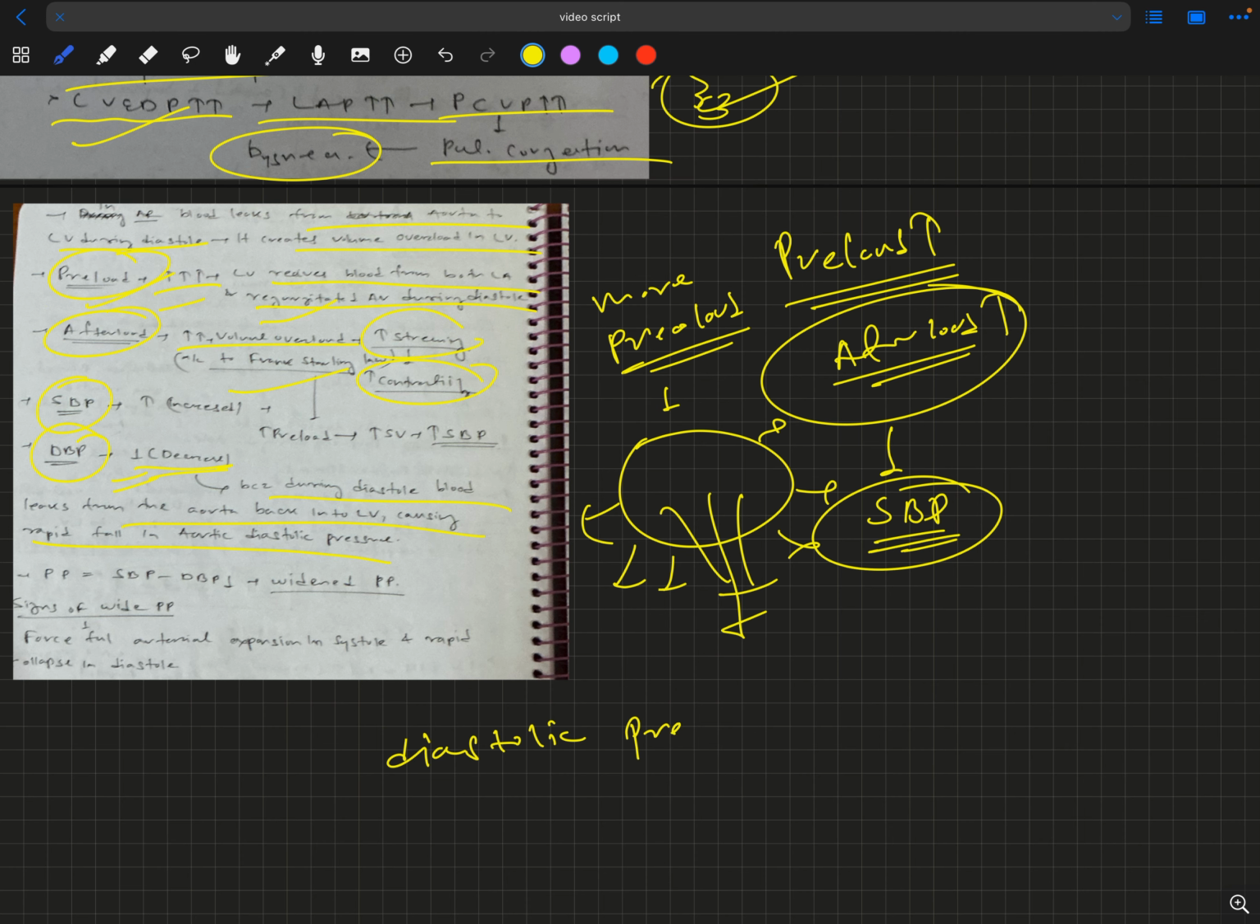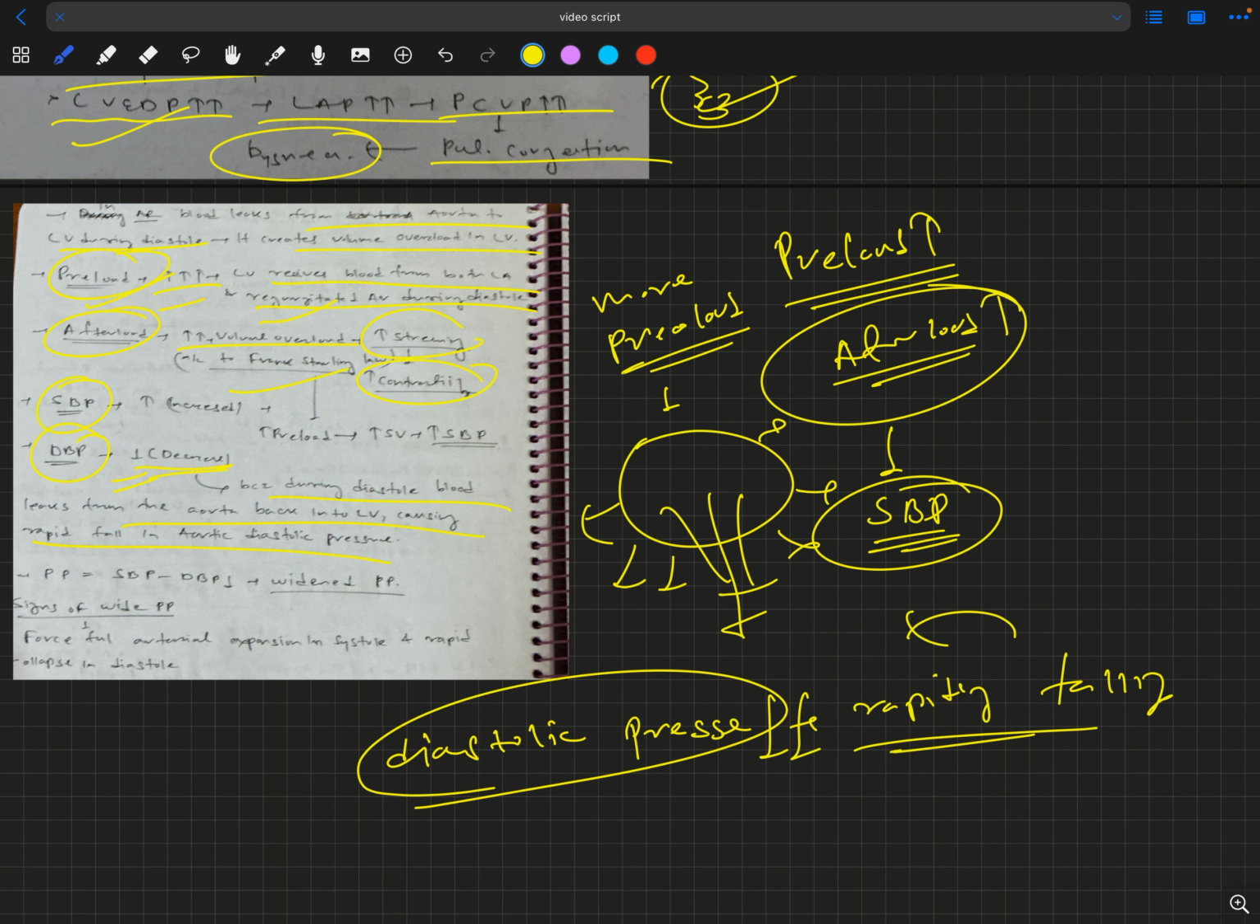Diastolic pressure is rapidly falling because there is leak of blood from the aorta into the left ventricle during diastole. So diastolic pressure is falling, but due to increase in afterload and increase in volume overload inside the left ventricle, the systolic blood pressure is increasing. The systolic blood pressure is increased, but diastolic blood pressure is falling.